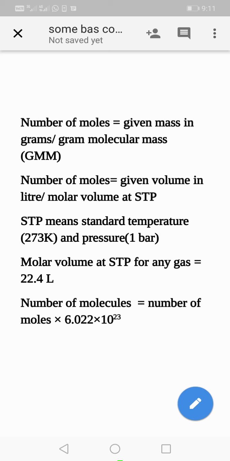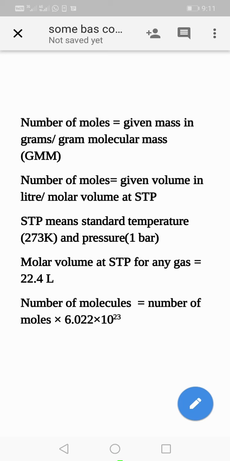So already three formulas we have to learn. Number of moles is equal to given mass in grams divided by gram molecular mass, or number of moles is equal to given volume in liters divided by molar volume at STP. So use any one of the above equations to find the number of moles. Once you get the number of moles, you can find the number of molecules as number of moles into Avogadro number. So that is the three equations.